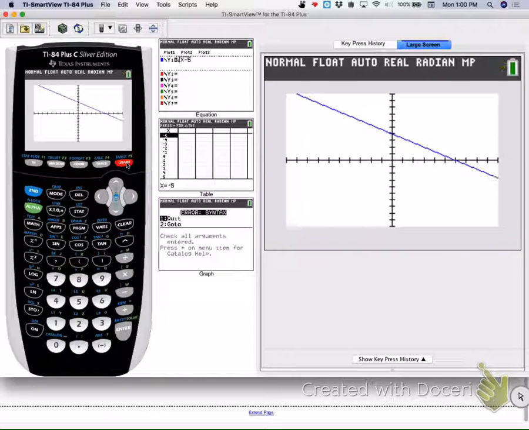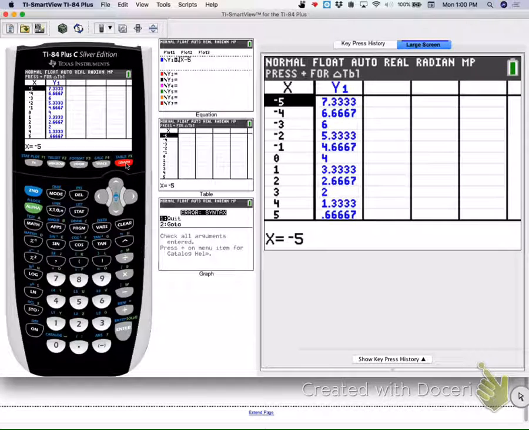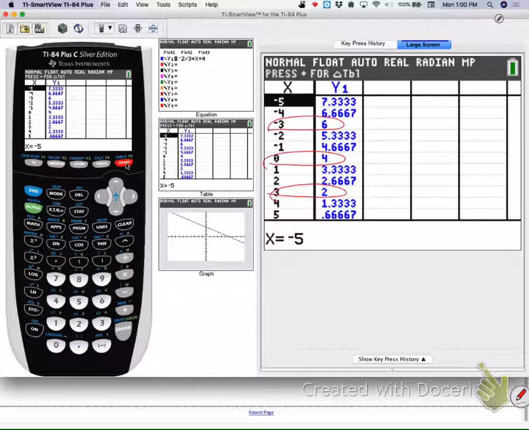Now, to actually put this on the paper, you would have to go to your table. So second in table, and find some good values. So here's a good one, here's a good one, here's a good one. You only need 2 points, but the more points that you can get, the better. And then graph those points.